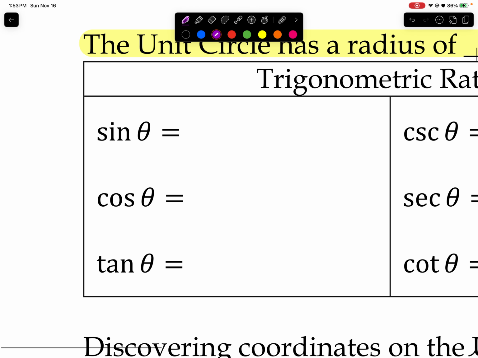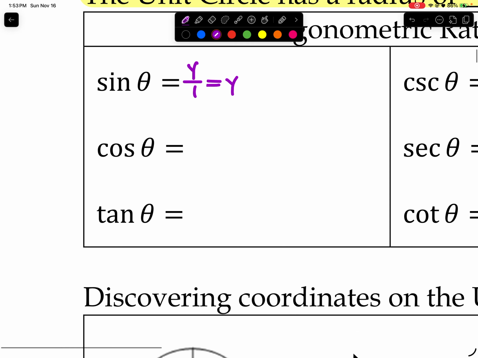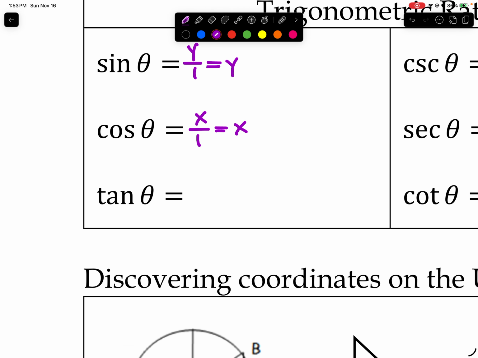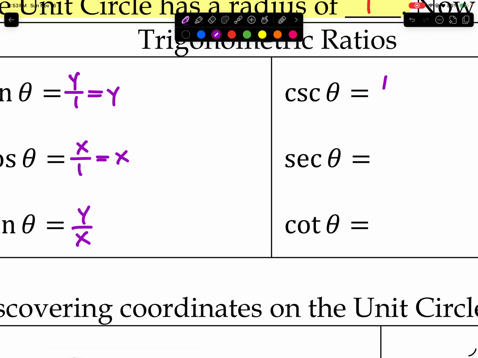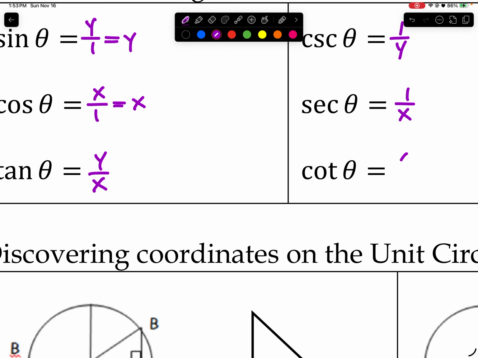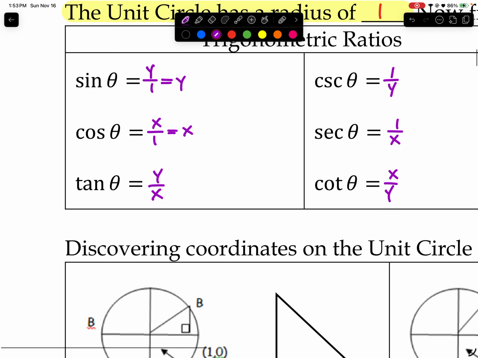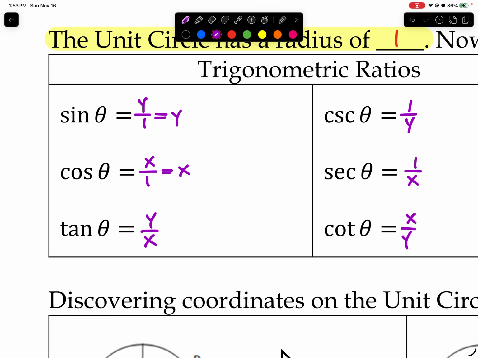So my sine of theta is going to equal y over 1, which is just my y value. Cosine of theta would be x over 1, which is just an x value. Tangent of theta doesn't reference the radius at all, so we're just going to leave it as y over x. For your reciprocal ratios, cosecant theta is 1 over y, secant of theta is 1 over x, and cotangent theta is x over y. Tangent theta and cotangent theta are not referencing any radius values, so those just stay how they are.